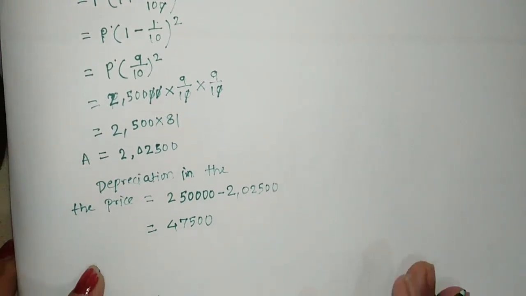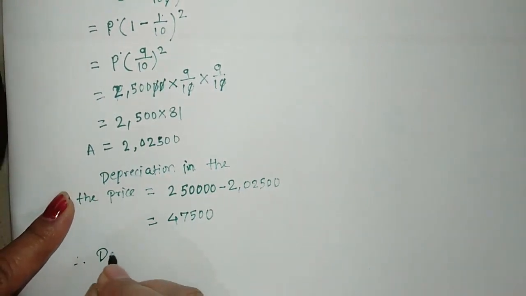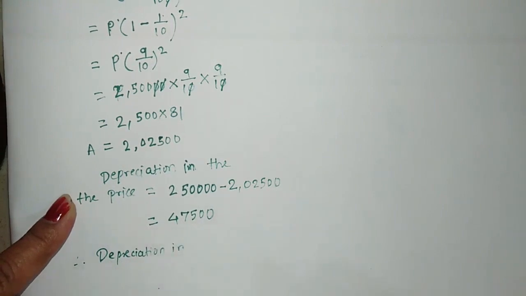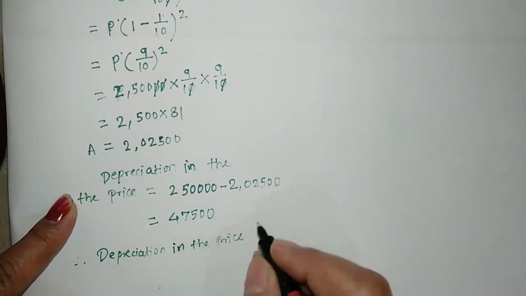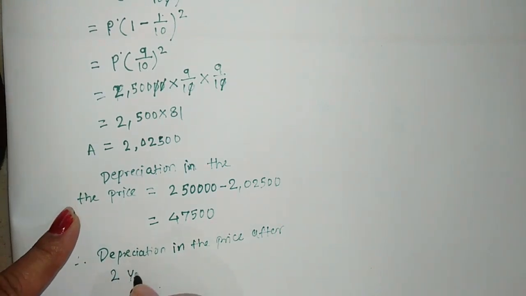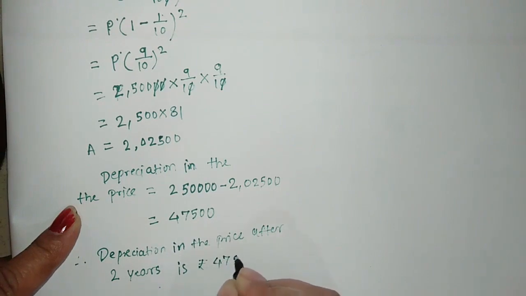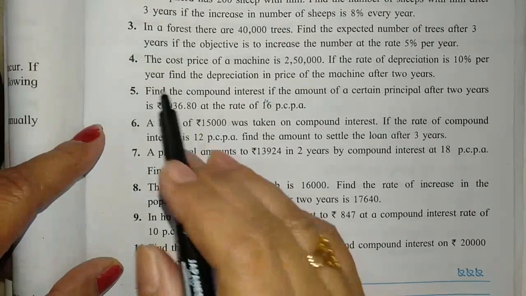So answer is, therefore, depreciation in the price after 2 years is rupees 47,500. Very simple. Now see the fifth question.